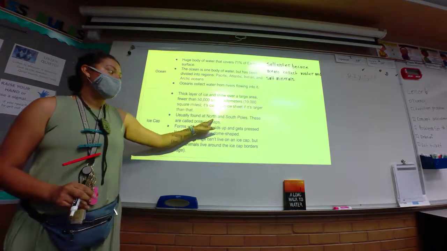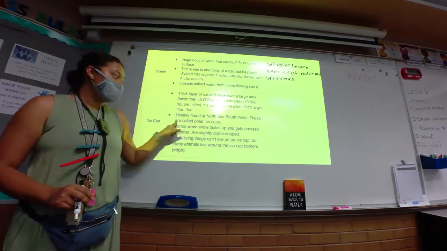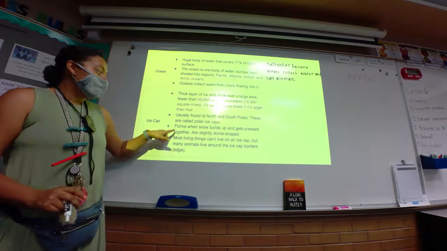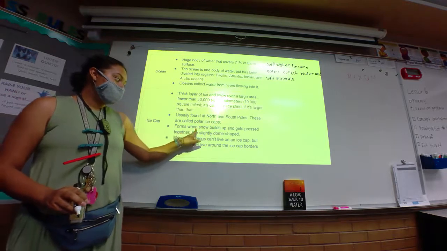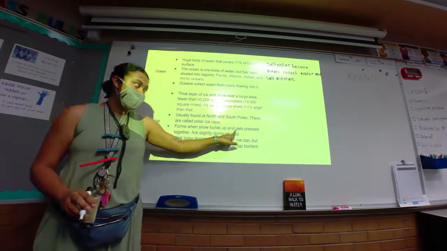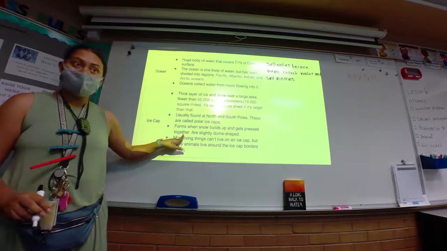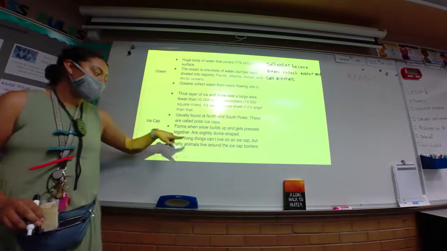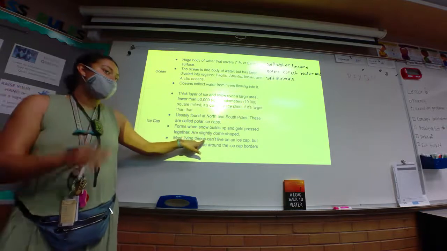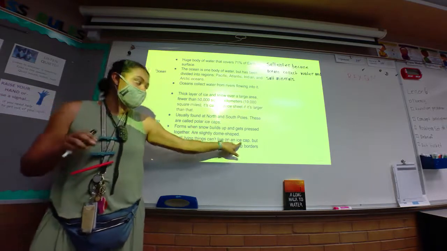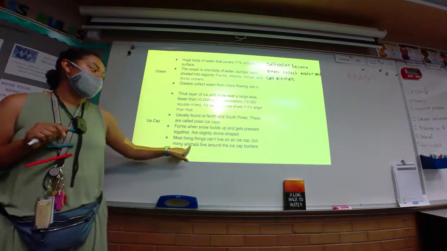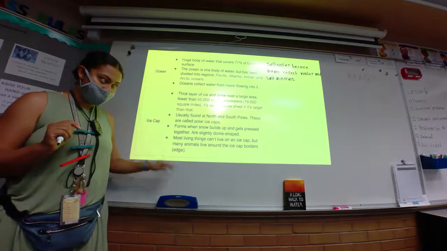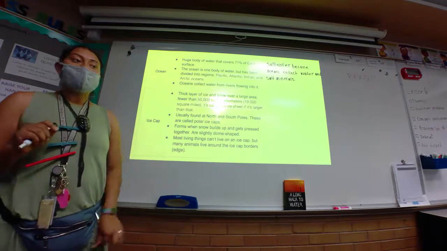Usually found at north and south poles. These are called polar ice caps. They form when snow builds up and gets pressed together. They are slightly dome-shaped. Most living things can't live on an ice cap, but many animals live around the ice cap borders or the edge. Okay, so what do we think?